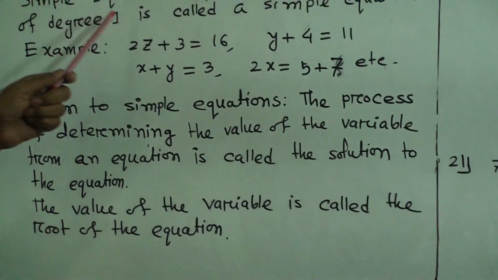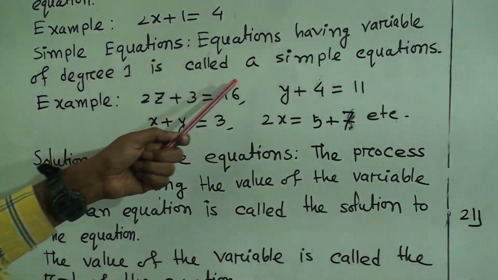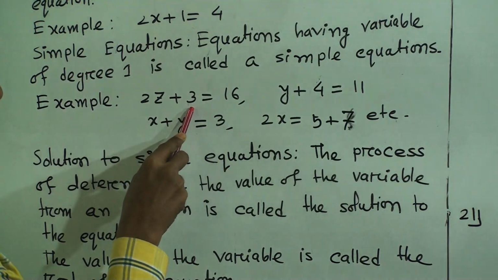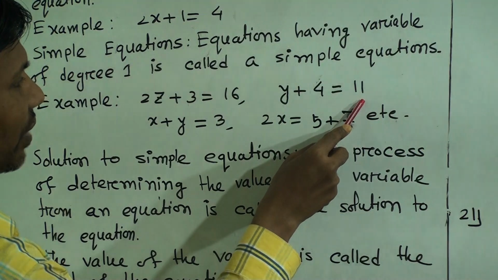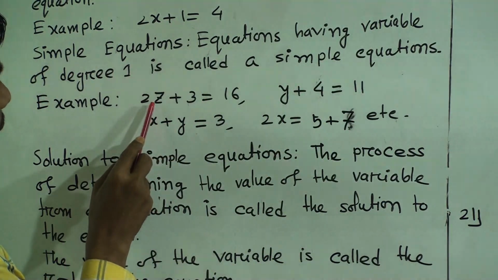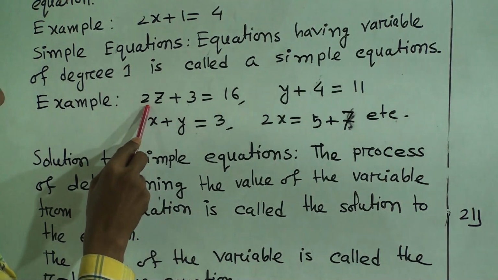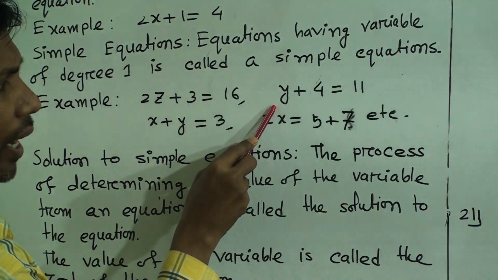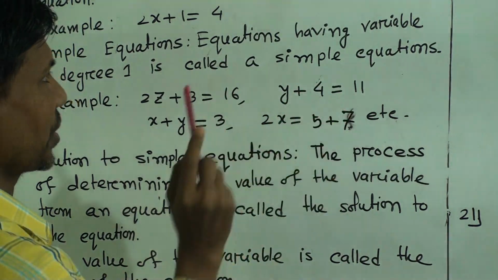What is a simple equation? An equation having a variable of degree 1 is called a simple equation. That means 2z plus 3 equal to 16, y plus 4 equal to 11. Here there is only one variable, and in the second the variable is only y. So this is called a simple equation with one variable.